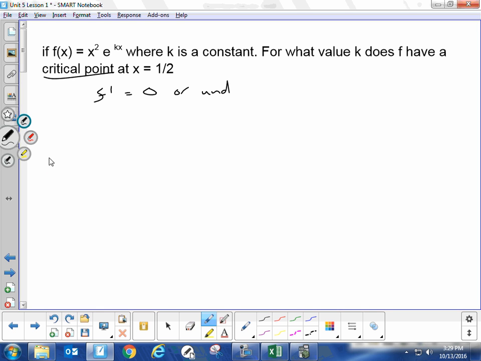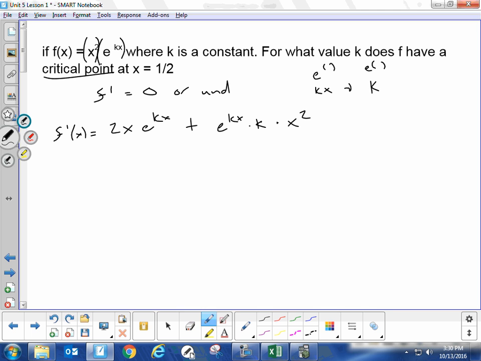0 or it's undefined. Well, let's go ahead and find the derivative using the product rule again. So the derivative of the first times the second plus. I need to take the derivative of e to the kx, okay? Again, it's an outside and an inside. The outside is e to the power. The inside is kx. K is just a value. So kx's derivative will just be k. So the derivative of the right piece would be e to the kx times k times the derivative of the first piece, which is x squared. And I get that.